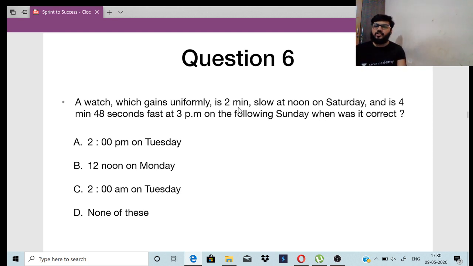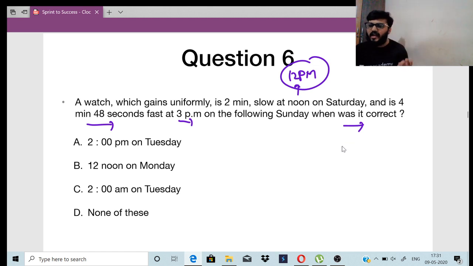It gains uniformly at 2 minutes and is slow at noon. Noon का मतलब क्या है? It is 12 p.m. right? The watch is slow at noon on Saturday and is 4 minutes 48 seconds fast at 3 p.m. on the following Sunday. That is after 24 hours. The next day it is 4 minutes 48 seconds fast. Okay. When was the watch showing the correct time? Right? When was the watch showing the correct time?